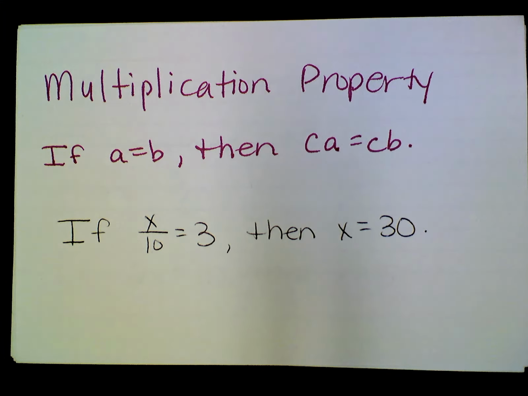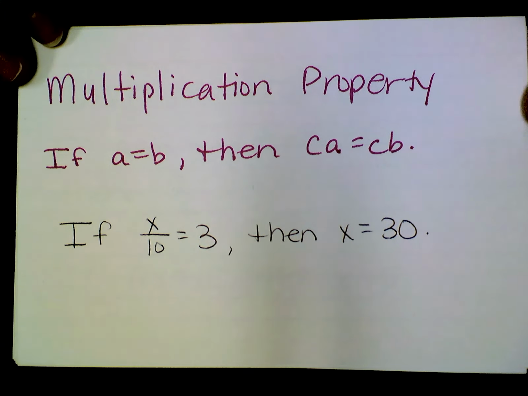For the multiplication property, if A is equal to B, then C times A would equal C times B. This allows us to multiply both sides of an equation by the same quantity. For example, if x divided by 10 is equal to 3, we can multiply both sides by 10, and x would equal 30.